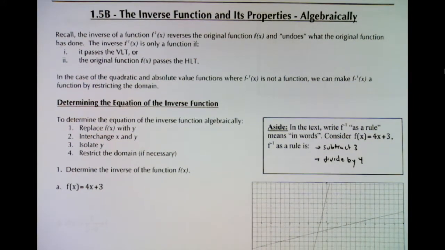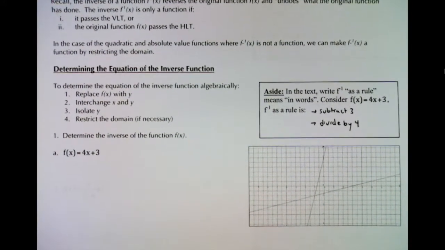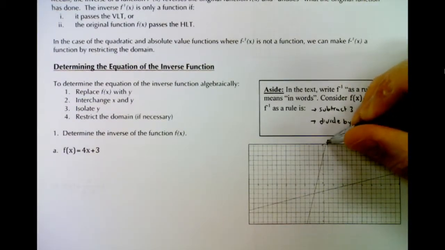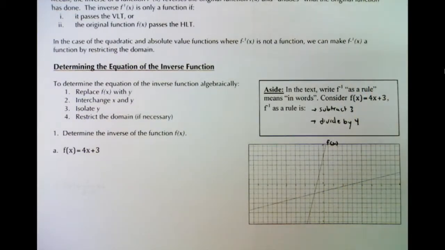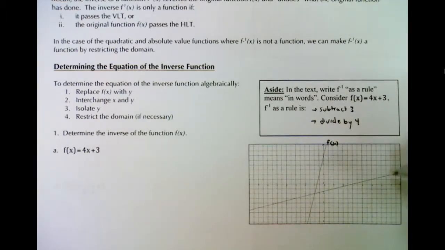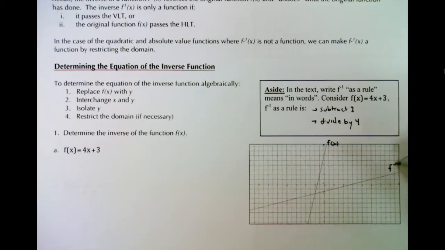So let's see what the inverse actually looks like. And here we have a graph. This is the original function f of x. And we know that because it has a very steep slope of 4 and a y-intercept of 3. And this is actually our inverse, f inverse of x.